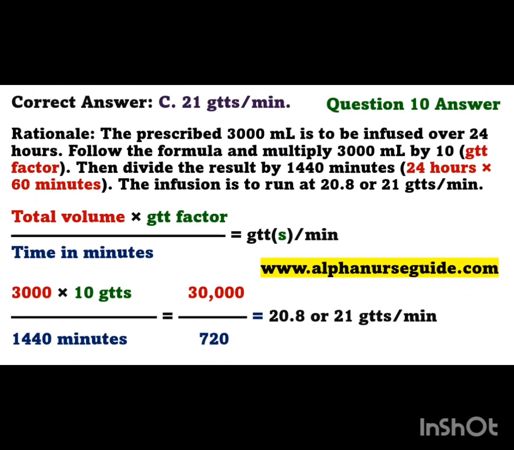The correct answer is C. 21 drops per minute. Rationale: the prescribed 3,000 milliliters is to be infused over 24 hours. Follow the formula and multiply 3,000 milliliters by 10. Then divide the result by 1,440 minutes. The infusion is to run at 20.8 or 21 drops per minute.